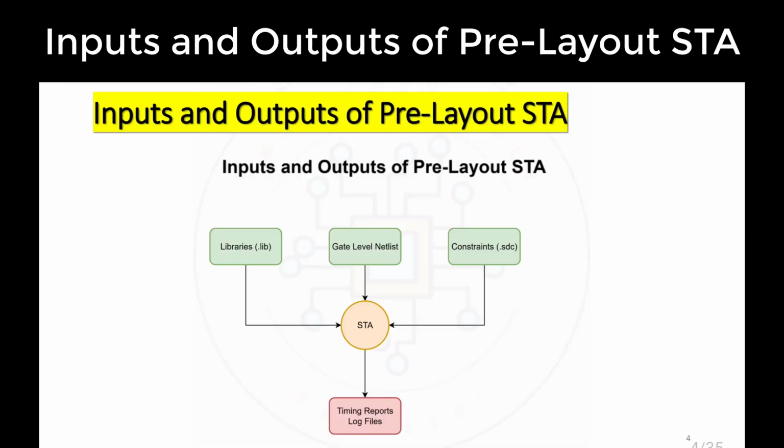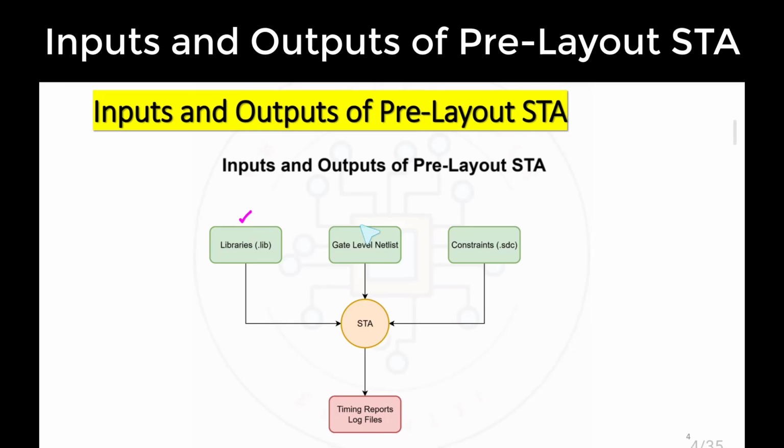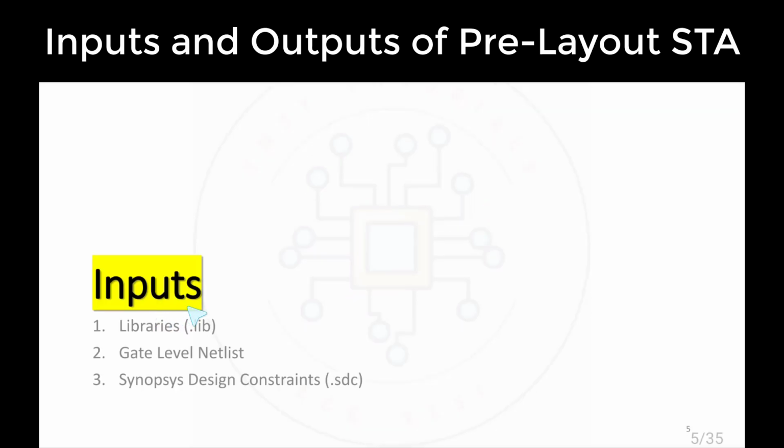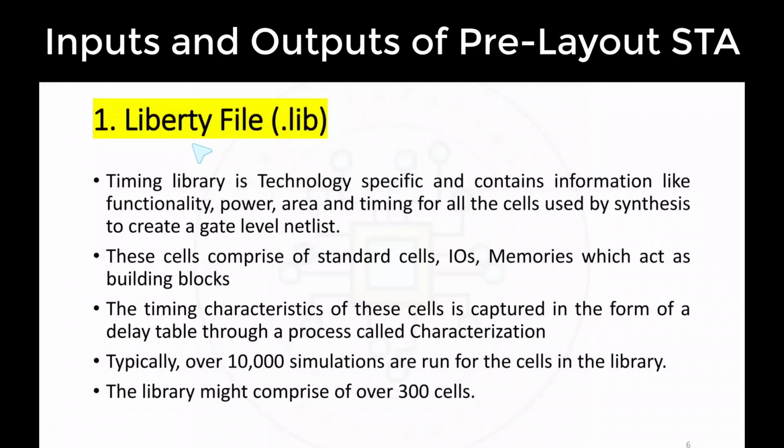Coming to the inputs, first input is .lib, next is gate level netlist, third one is constraints. These three are the inputs which are given to the STA engine so that we will get output as timing reports and log files. Now let us see in detail about libraries, gate level netlist and constraints. These three inputs are libraries, that is .lib, gate level netlist and Synopsys design constraints, which is .sdc. Coming to the first input, that is the liberty file.